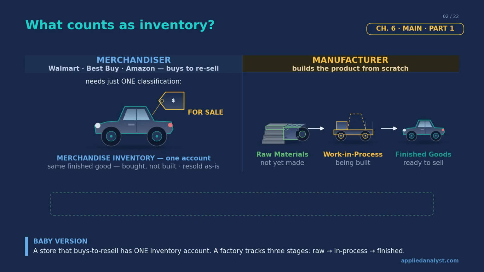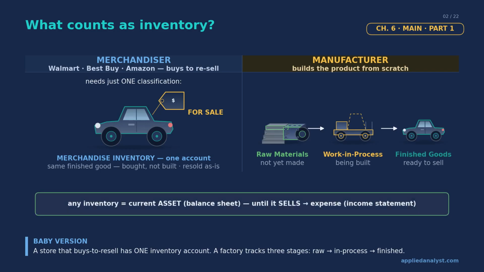Now here's the one thing to weld into your brain, because on the job, it's the first thing your manager checks. Inventory of any type is a current asset. It sits on the balance sheet right up until it sells. The second it sells, it becomes cost of goods sold, an expense on the income statement. Hold on to that placement. We'll come back to it on every board tonight. And for us, PixelPad is a merchandiser, 1 clean bucket, just like that lonely tablet from the hook.